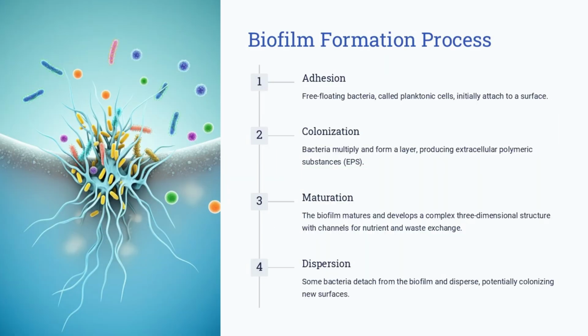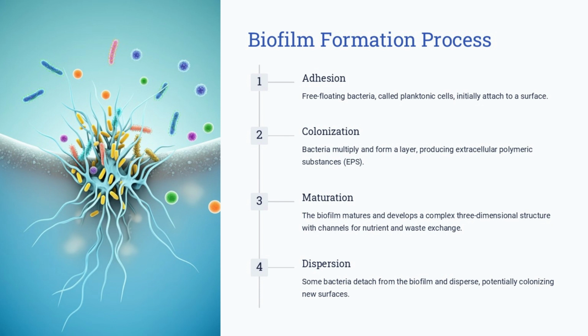The image on this slide shows the key stages of biofilm formation, from initial bacterial adhesion to the final dispersion of cells. Biofilms start with free-floating planktonic bacteria that attach to a surface. The bacteria then multiply and produce a sticky extracellular matrix, forming a layered structure. As the biofilm matures, it develops a complex 3D architecture with channels for nutrient and waste exchange. Eventually, some bacteria detach from the biofilm and disperse, potentially colonizing new surfaces.